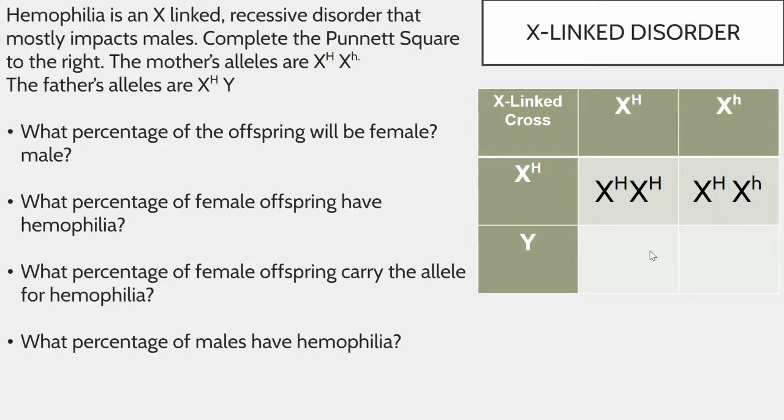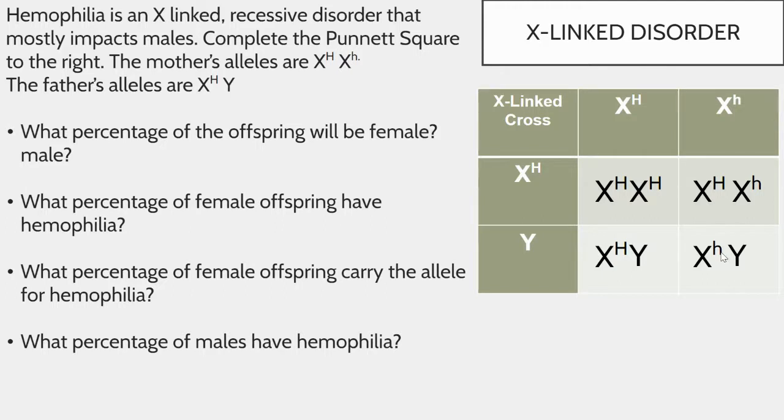All right, down here, this child has an X with a big H from mom and a Y from dad. That means he is a boy. He is healthy because he has X with a big H, and he is a boy because he has a Y chromosome. And over here, we have X with a little h and a Y. This is a boy because he does have XY, and he has hemophilia because the only X chromosome that he has has a little h on it, and that means that he would get hemophilia.